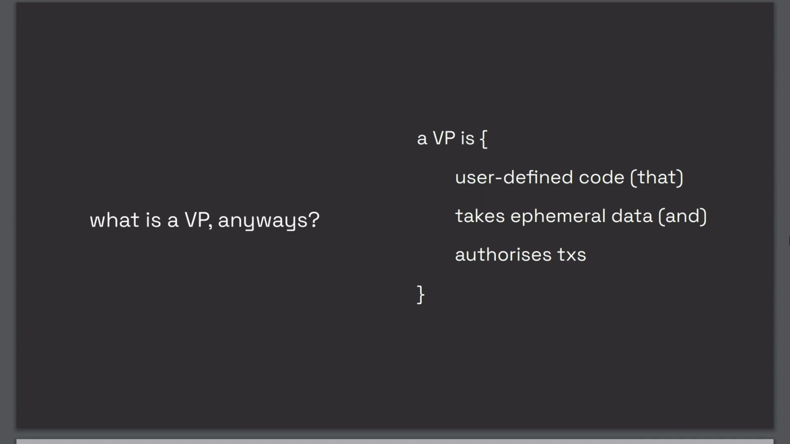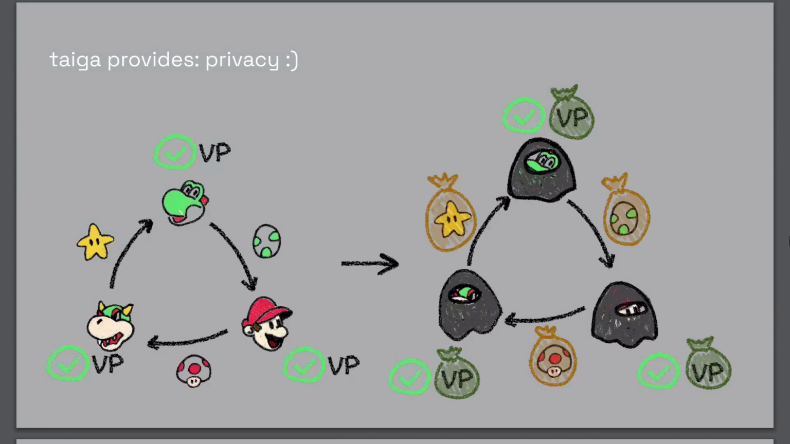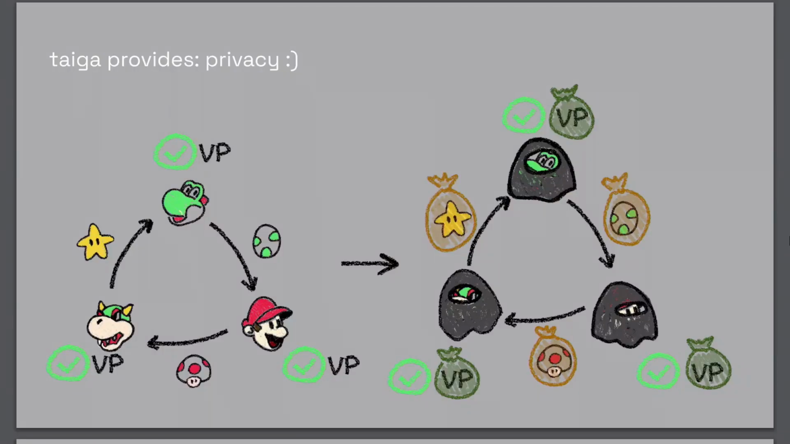So what is a VP, or validity predicate? A VP is just user-defined code that takes ephemeral data, such as intents, and authorizes transactions. So Taiga, of course, provides privacy in the sense that the who is hidden. Those are the black cloaks on the right there. And the what is hidden in settlement, but partially visible to different observers in counterparty discovery. So those are the star, the egg, and the mushroom, with somewhat opaque, but not fully opaque bags around them.